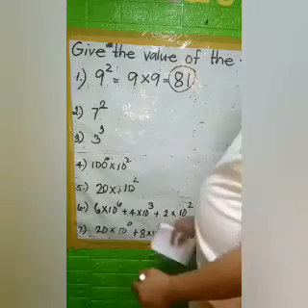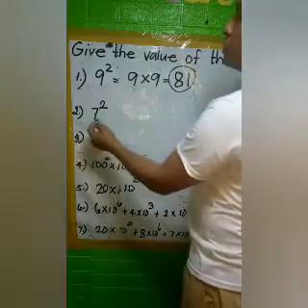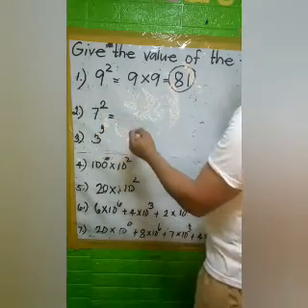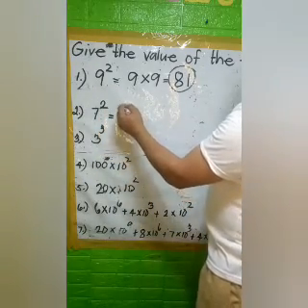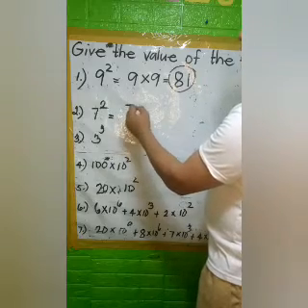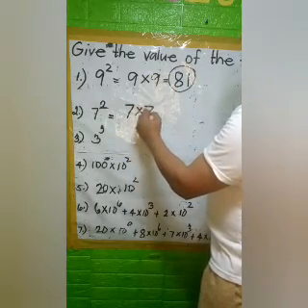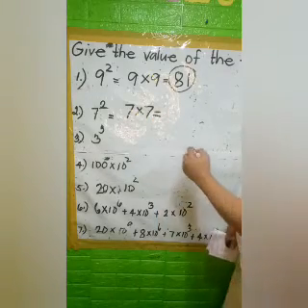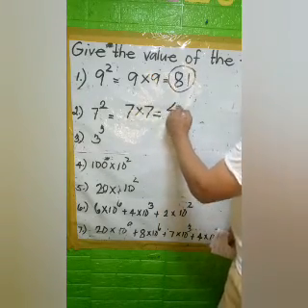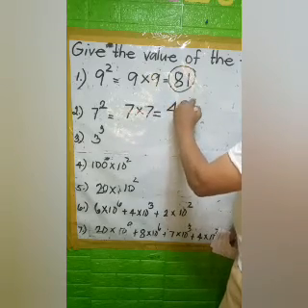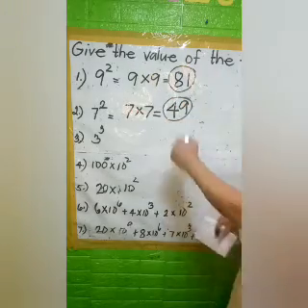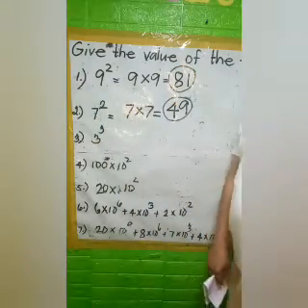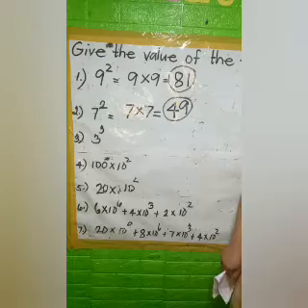So let's proceed with number 2. 7 to the power of 2 or 7 squared. So what is the product or what is the value of 7 squared? So expand it. So 7 times 7, so what is the product or what is the value? 7 times 7, that is 49. So this is the product or the value of 7 to the power of 2 or 7 squared.